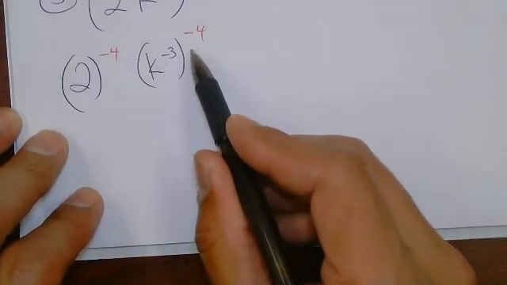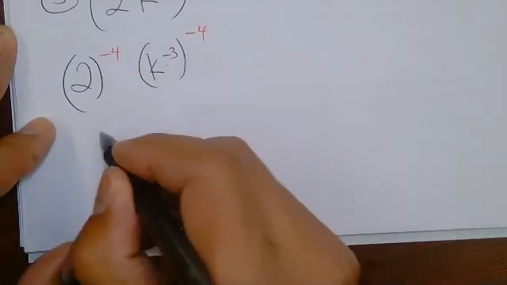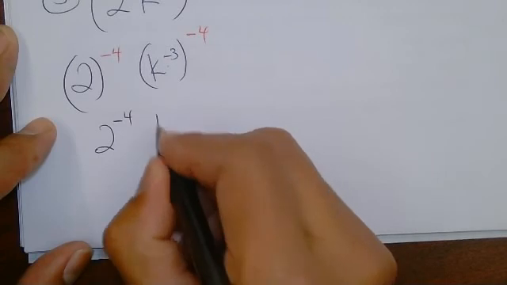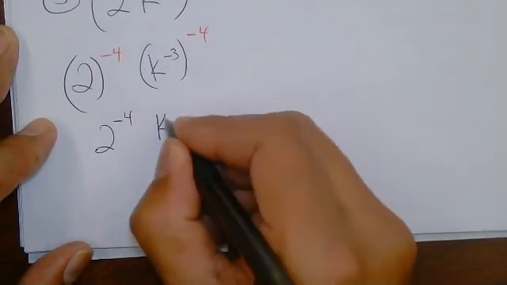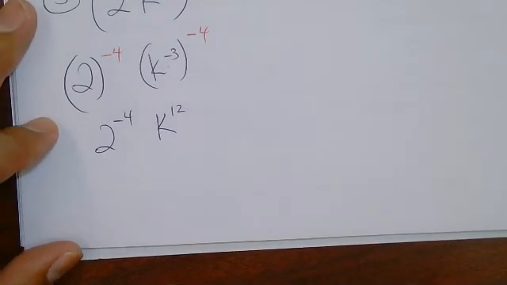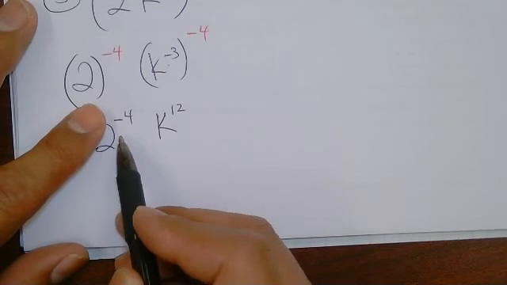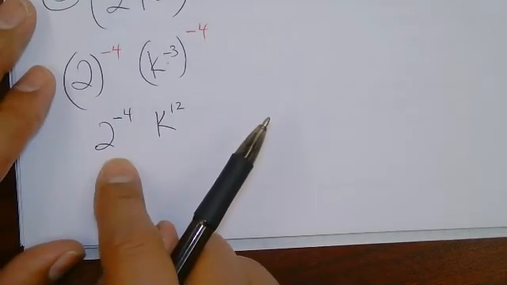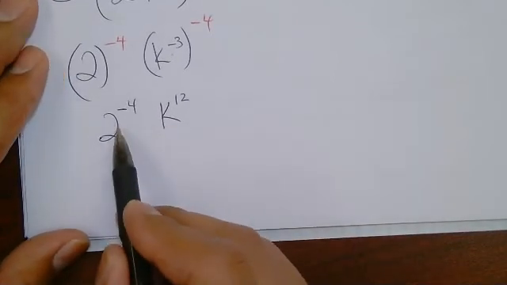Okay. Everybody agree when this negative 3 and this negative 4 multiply, you're going to be okay? Okay. So I'm going to have 2 to the power of negative 4 and k to the positive 12. You cannot do 2 to the power of a negative 4. You can't do that. For whole numbers, the power has to be what? Positive. The power has to be positive.